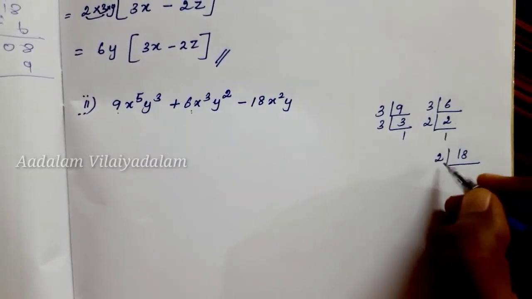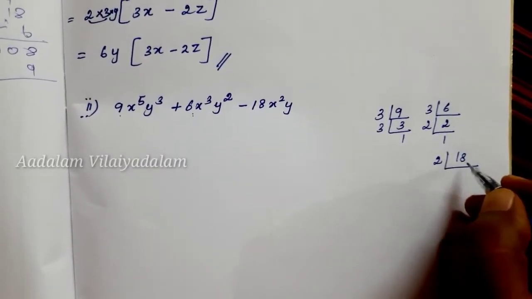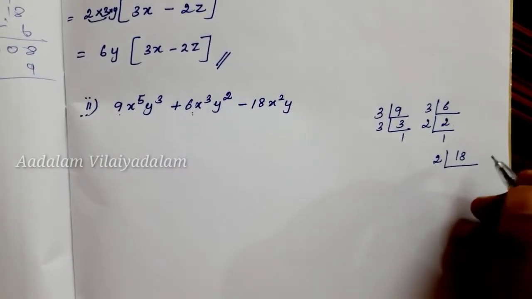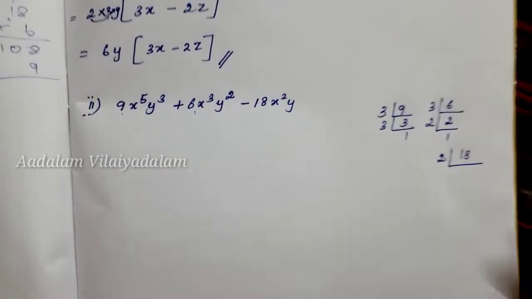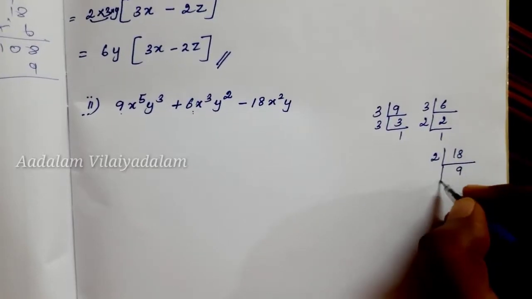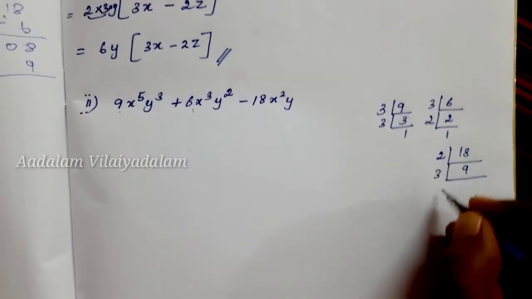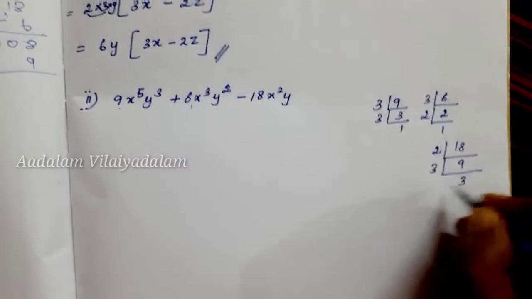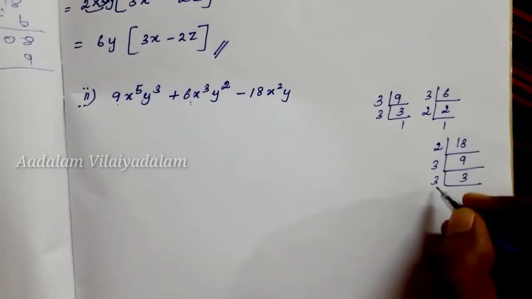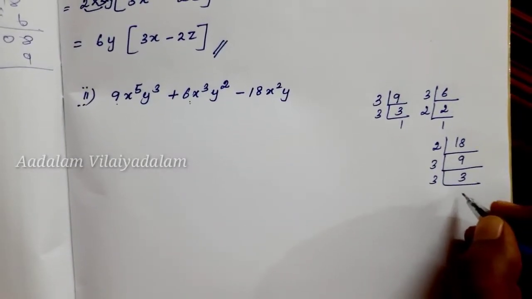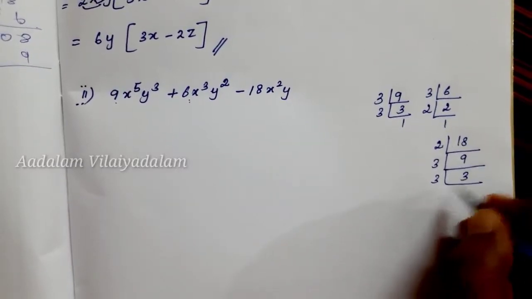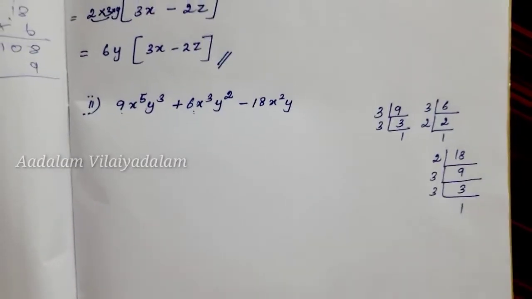Here I choose the 2. If we divide this 18 by 2, we get, just say the 2 table, 9 2s are 18. Then again if we go for the 3 table, 3 3s are 9, and again 3 divided by 3, we get 1.